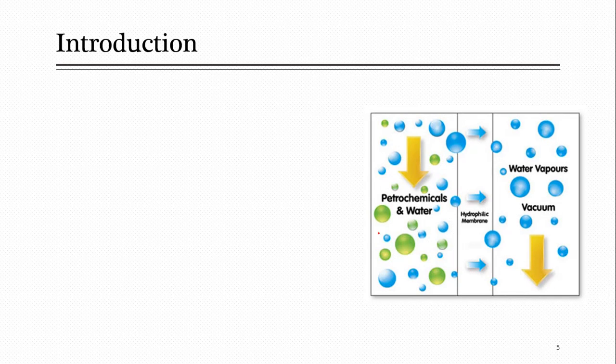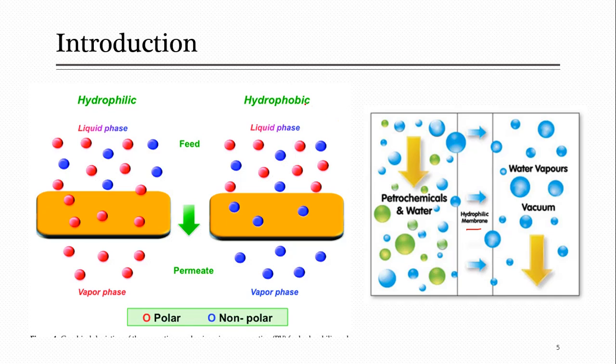Here you can see another system in which you have a mixture of various petrochemicals and water molecules, and there is a membrane here, which is a hydrophilic membrane. Hydrophilic means it attracts water, it has affinity for water, and there is another term called hydrophobic. Those repel water; they are not water loving. The hydrophilic membrane will attract water and has good separation capability for water, so water can easily diffuse through this membrane. When you use this membrane, on the other side, when water reaches there, water vapors are formed.